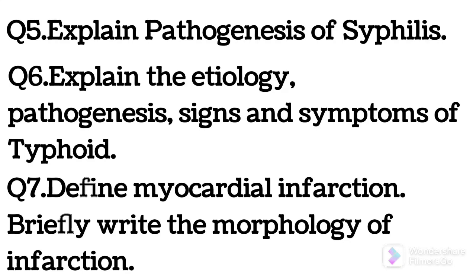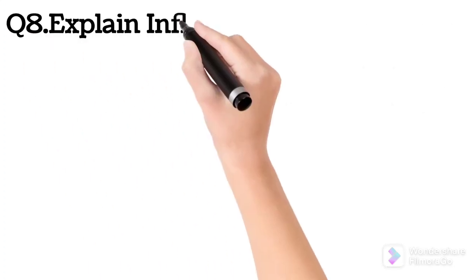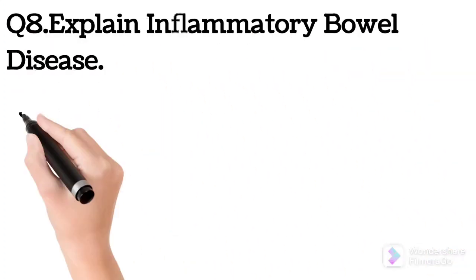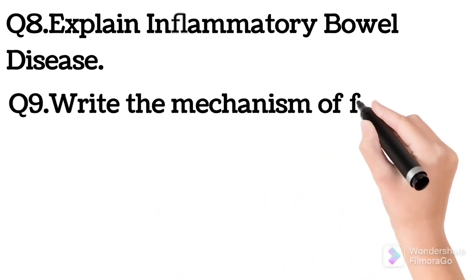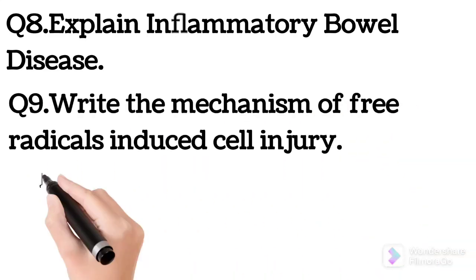Define myocardial infarction, and briefly describe the morphology of infarction. See, myocardial infarction is similar to atherosclerosis. There is very little difference between them. Most of the content, like signs, symptoms, and causes, is the same. Myocardial infarction, then heart ischemia or stroke, not brain stroke, heart stroke, are related here. Then explain inflammatory bowel disease. Write what inflammatory bowel disease is, the basics. Then explain some of the types, causes, and symptoms.